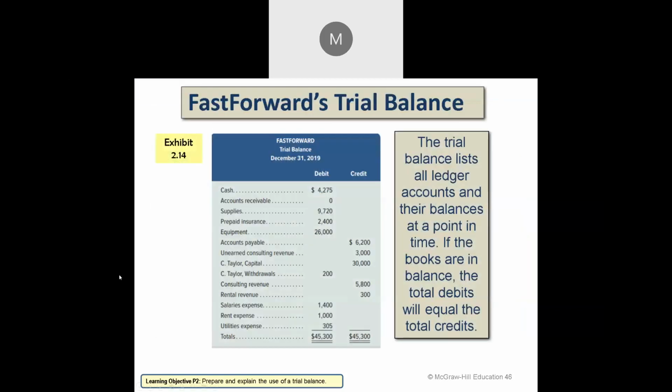This is an example of the trial balance. You see, we listed out all of our accounts and then the account balance, whether it's a debit balance or a credit balance. And you see the debit column equals the credit column. That's how you know that your transactions are correct. Look at checks and balances.